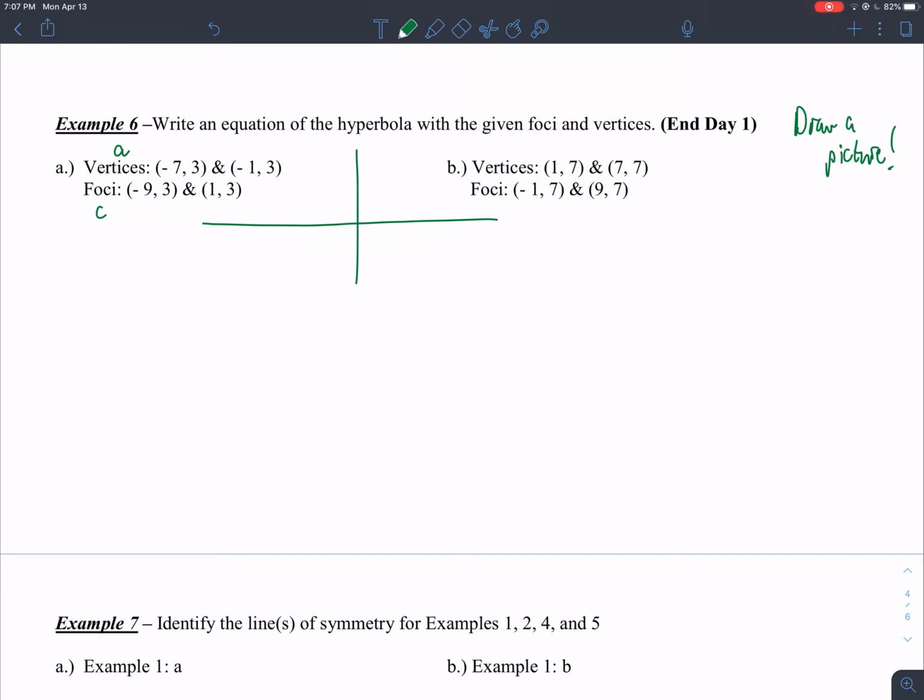And they say the vertices are at negative 7, 3. 2, 3, 4, 5, 6, 7. So negative 7, 3. 1, 2, 3. So here is a vertex. Okay. And then the other one is at negative 1, 3, which is up here. Okay. So there's the other vertex. Okay.